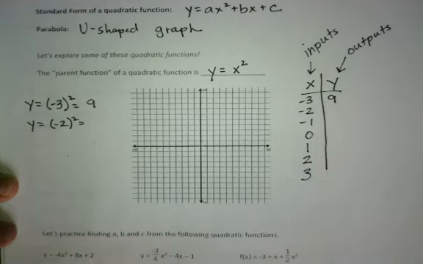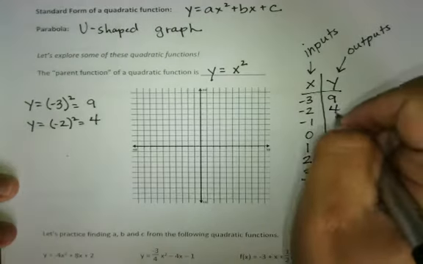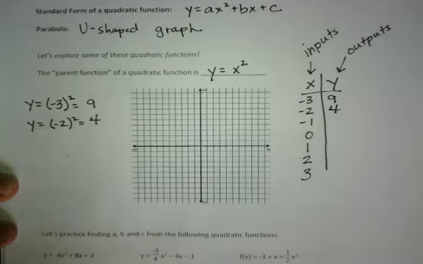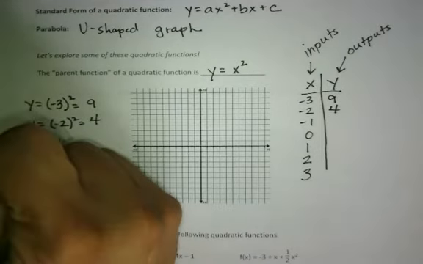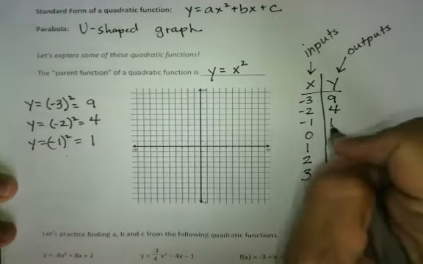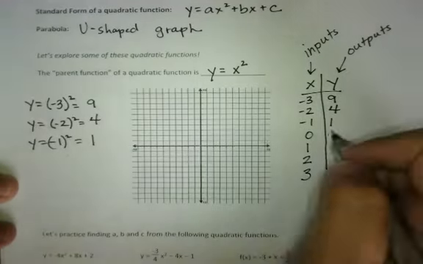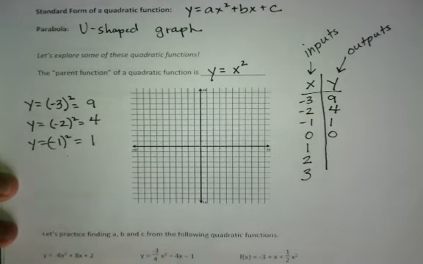What about when I plug in -2? 2 times 2 gives us +4. Very good. -1 squared gives us 1. And then 0 squared gives us 0.